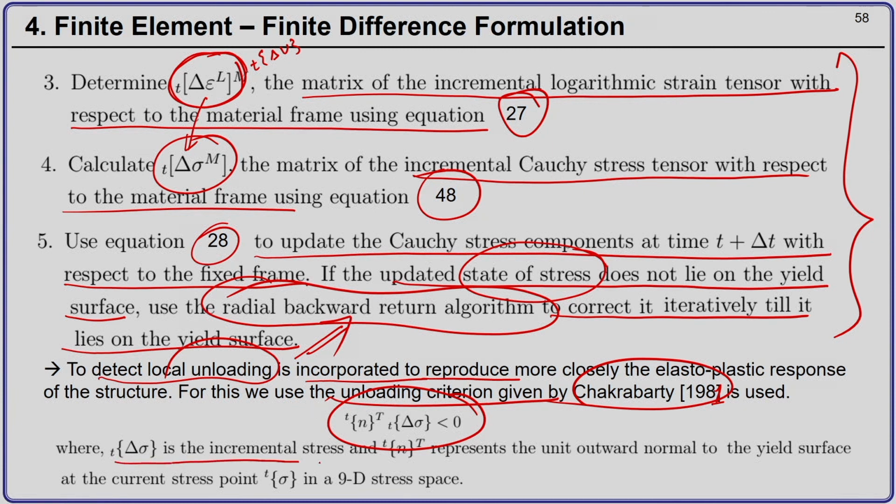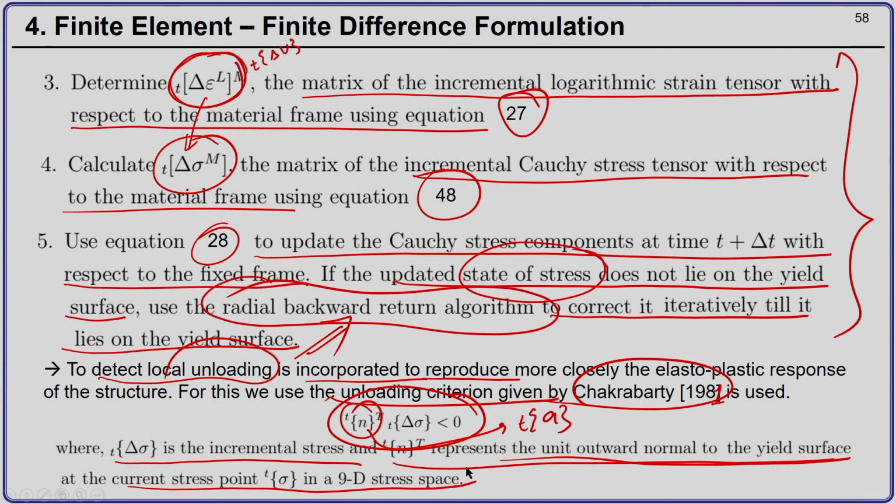Here delta sigma is the incremental stress and N represents the unit outward normal to the yield surface. And remember, this is nothing but your flow vector that we had. Remember A, that was the flow vector. So, this N is nothing but the flow vector. So, the flow vector that we described is used here. Okay. And N represents the unit outward normal vector to the yield surface at the current stress point, sigma, in the 9D stress space.